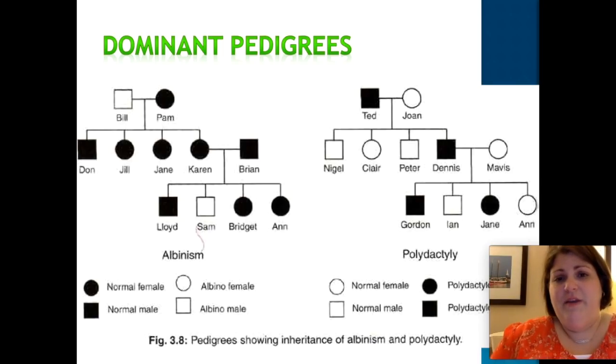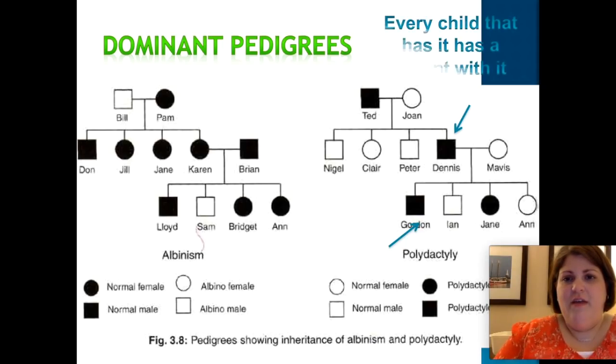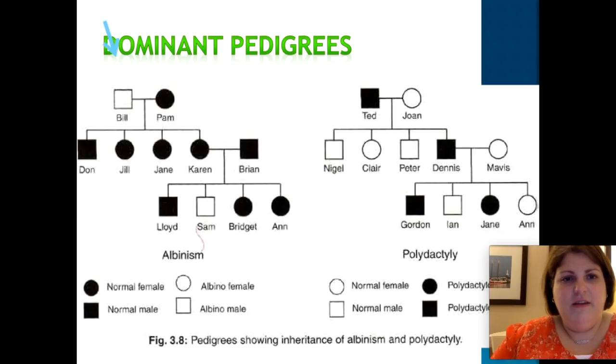Take a look at these pedigrees. There are a number of clues that tell us that we're looking at dominant pedigrees. The first of which is this here. Every child that has it has a parent that also has it. So we don't have that situation where parents have one thing and kids have a different thing.